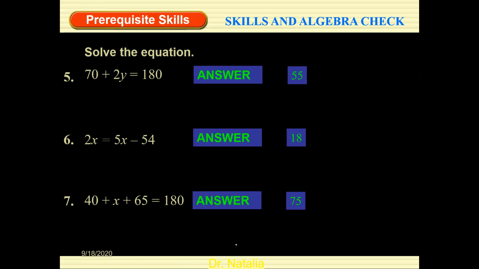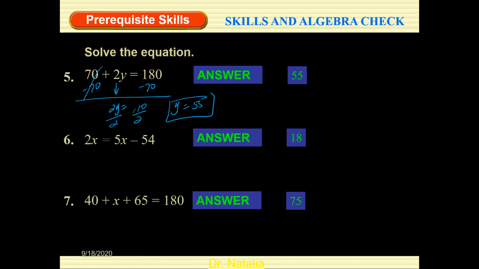Now let's take a look at question number 3. Remember, this is a review of solving equations. If your goal is to get the y by itself, you will first subtract the 70 on both sides. That part cancels. Bring down the 2y, so that you get 110. Then the opposite of a times is a divide, so you divide by 2. So then y is 55.